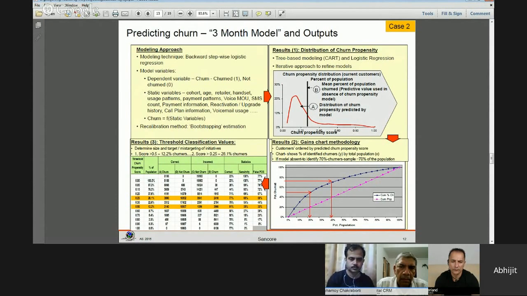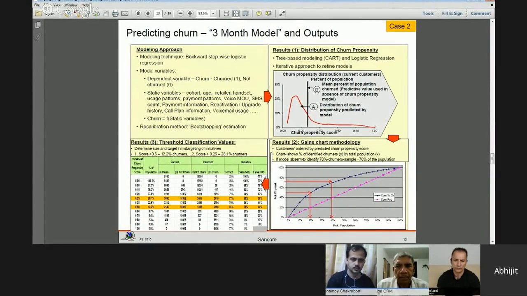So essentially, even your mailing costs and so on are reduced significantly. So for example, the churn propensity score, if you see the red line marked by an A, that's a distribution of churn propensity predicted by the model. The black line is the mean churn, which means the absence of a model, that's what you do.